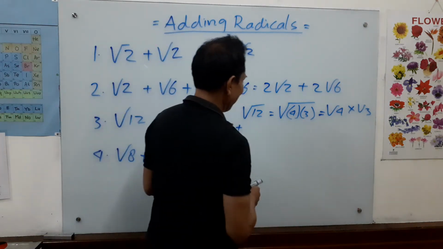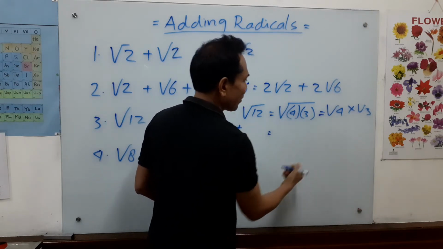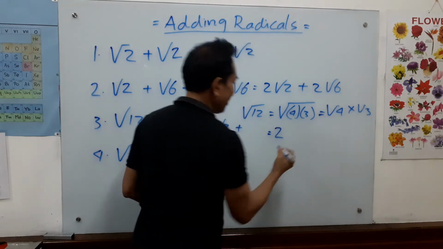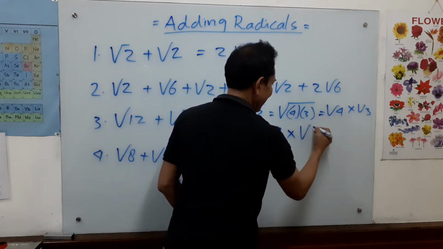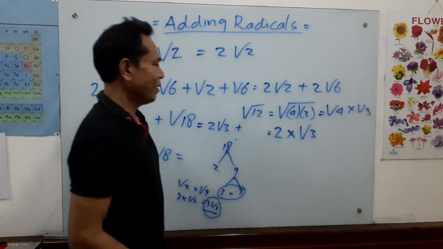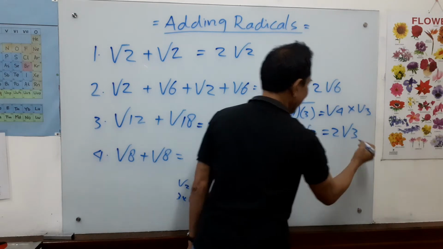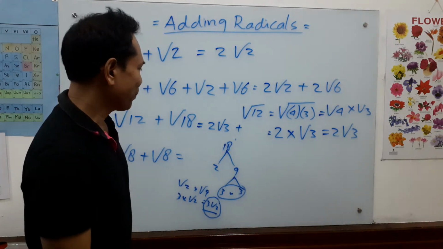So okay, now we take this here. So square root 4 is a perfect square. So you have 2 here. That's big enough. Times radical 3. Okay, equals 2 radical 3. I hope that's big enough, okay, for you to see.